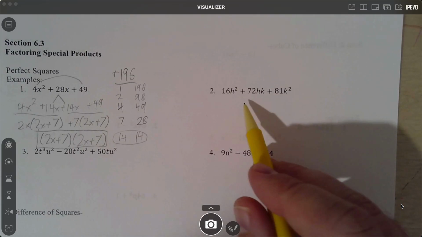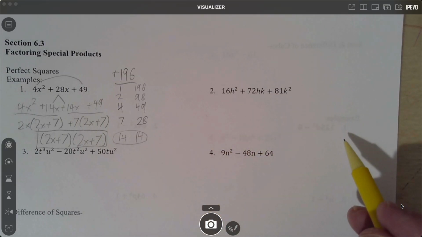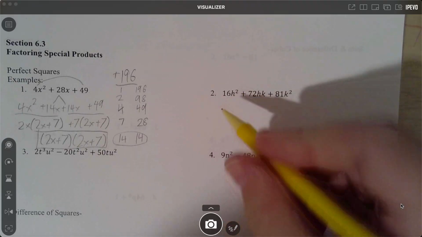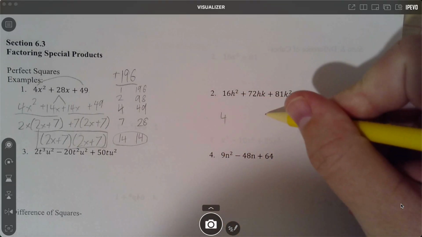Okay, so let's go through the rest of these pretty quickly then, because 16 looks like a perfect square. That comes from 4 and 4.